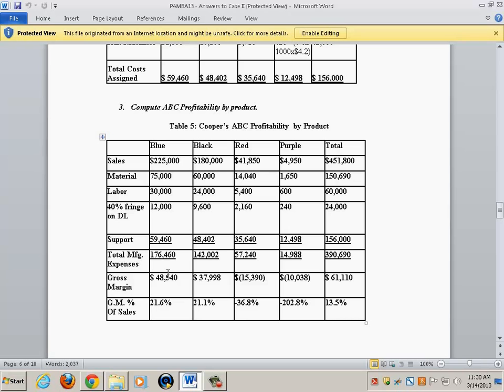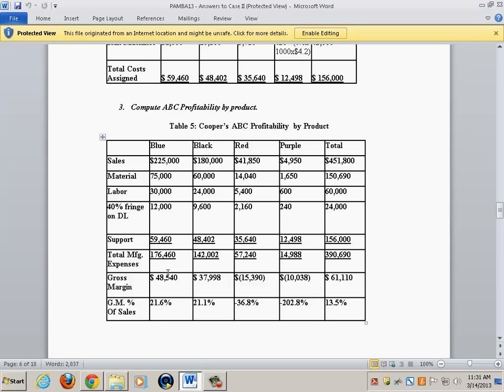The margins and... saw that based on traditional costing, all the types of pens were profitable. Under the old analysis, in red and... more blue and black, red and... quality.